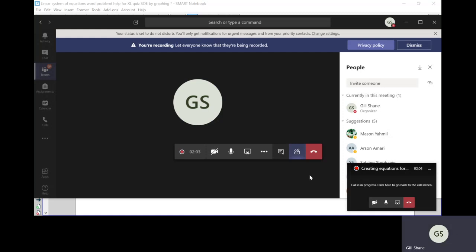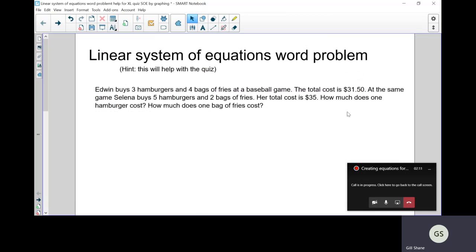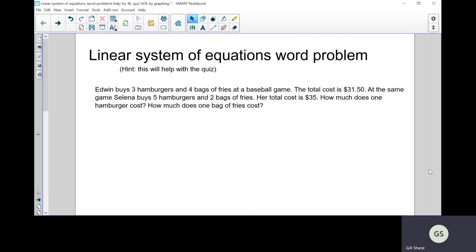All right, so let's, I knew it wasn't going to work. So let's go to, here we go. So I am in Smartboard so that I can draw on it and show you how to solve the problem. Let me get rid of that. All right, so here's a system of equations.